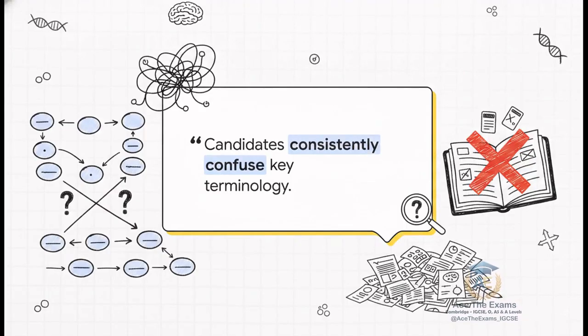Just listen to this quote. It's pulled straight from the Cambridge Principal Examiner reports. The senior examiners are explicitly warning us. Students consistently confuse key terminology in multi-step biological pathways. This just proves that ordinary, surface-level revision, like just rereading your notes or staring blankly at flashcards, completely fails for this topic. Superficial breadth? Yeah, it won't save you here.